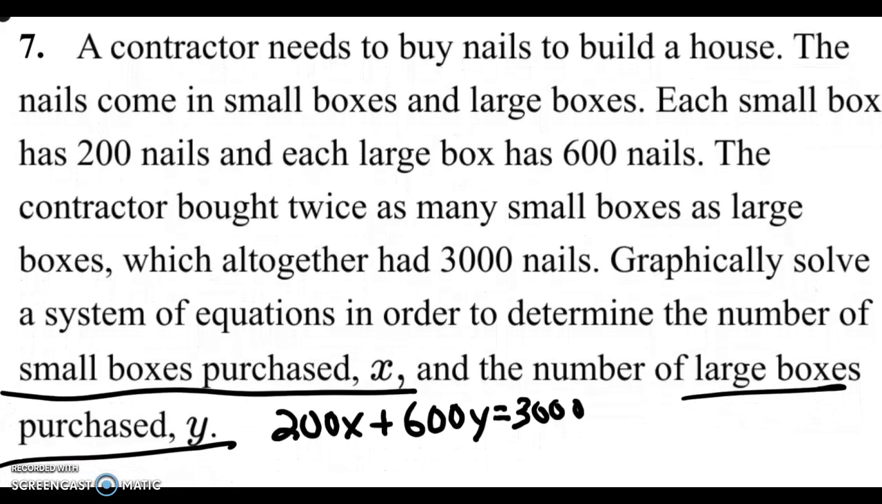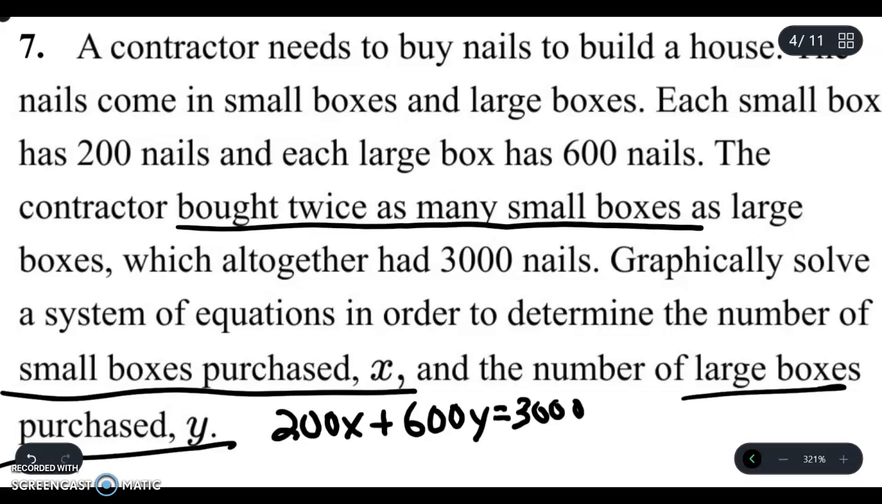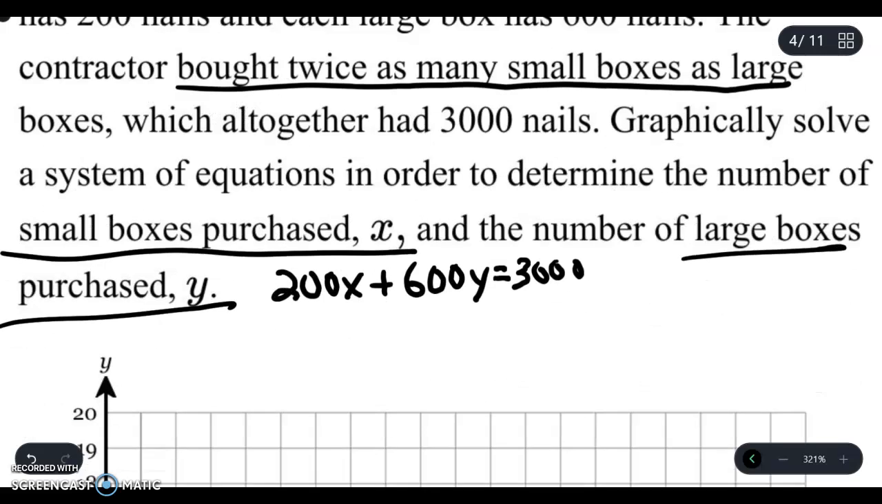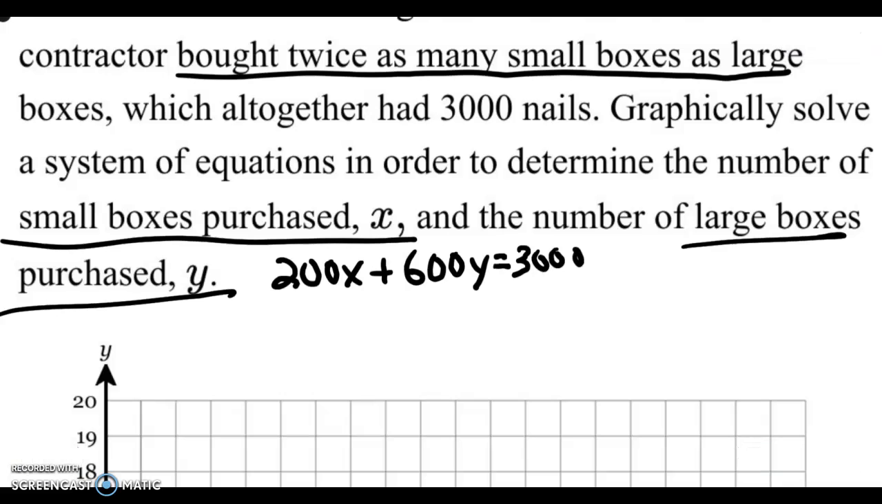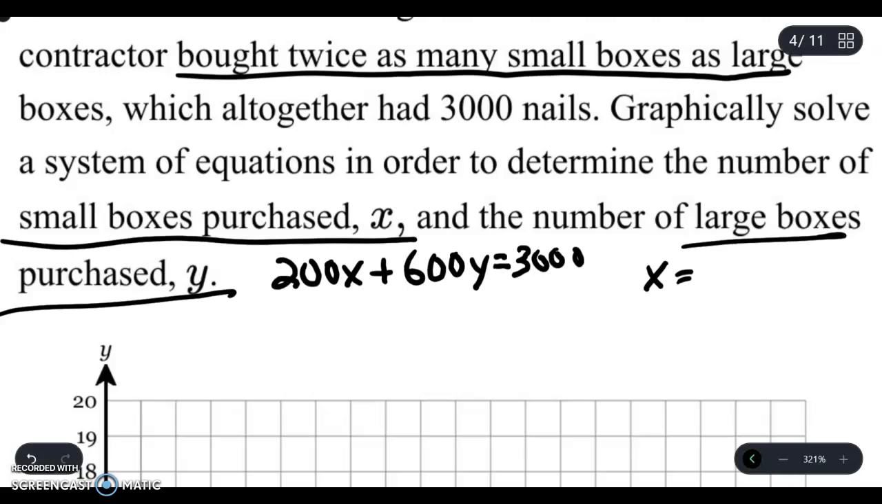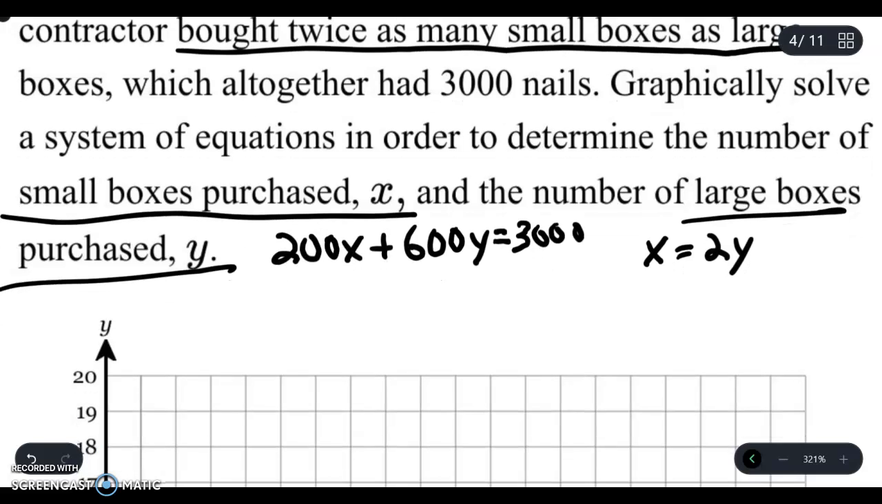Now the contractor bought twice as many small boxes as large boxes. So you would have the small box, which is x, is equal to twice the large box, which is y. Alright, trying to use my x and y here. So here with this 200x plus 600y, same thing we did on the other one.